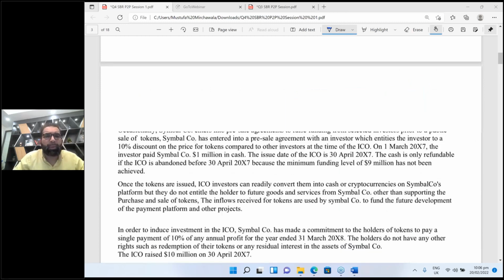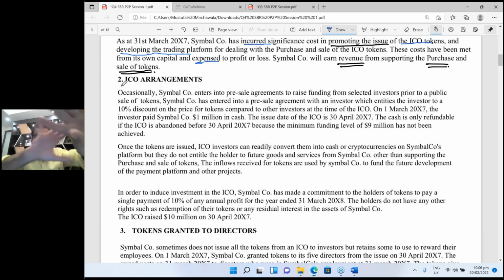Okay, now this is about ICO arrangements. Now wait. First of all, keep one thing in your mind. There are two accounting periods. The first one is 31st March X7, and the second one is 31st March X8.